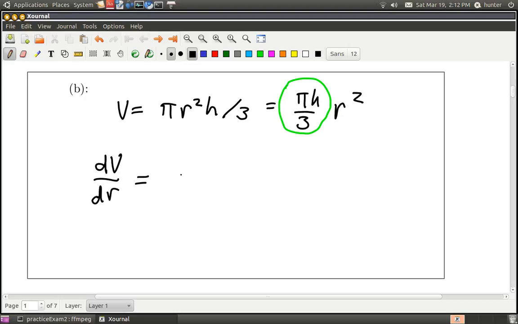So what happens when we take the derivative? We get pi h over 3, you know, the coefficient or the number just stays there, times 2 times r, and that's it. That's the answer.